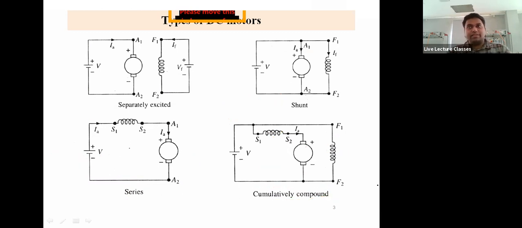Some people might be thinking, okay, what about the BLDC motor? That's also a DC motor, right? Is it not so? The answer is no. A BLDC motor is an AC motor, not a DC motor. So later you will understand why.